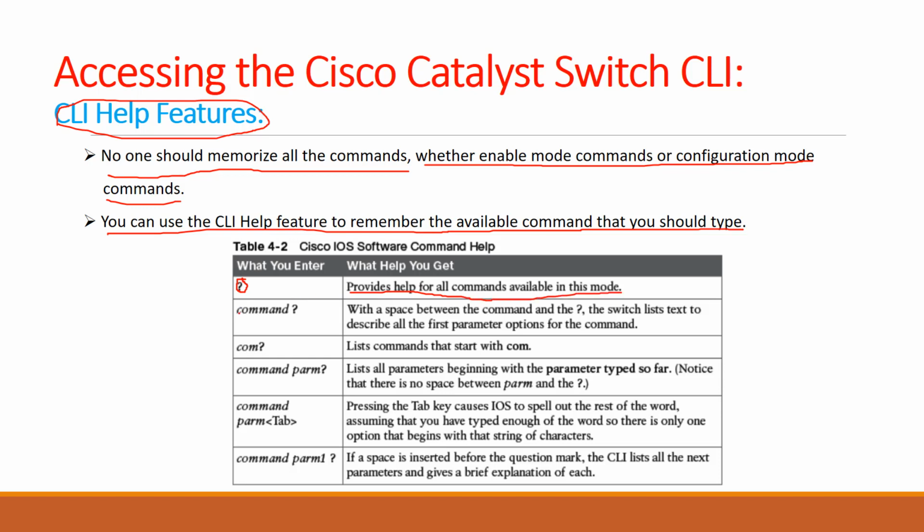You can type the command and hit question mark, any command here. With a space between the command and the question mark, the switch lists text to describe all the first parameter options for the command. And then here you type part of the command and hit question mark. This lists commands that start with com. Actually, let's go to Packet Tracer to show you how the CLI help features work.